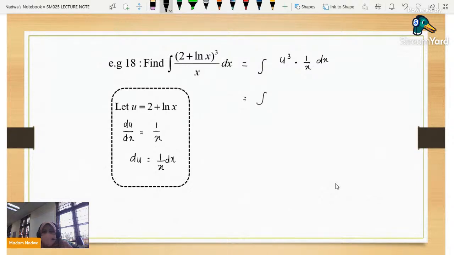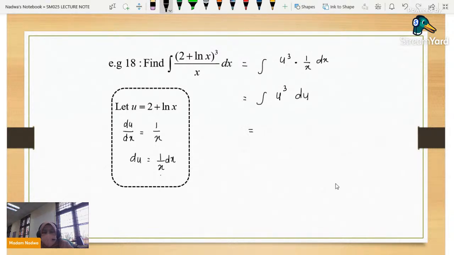So, instead of u cube 1 over x dx, kalau kita nampak dekat sini 1 over x dx, ni adalah du. So, instead of tulis 1 over x dx, kita akan tulis dia sebagai du. So, nampak tak? Kita dah berjaya substitute dia semua in terms of u. So, bila kita dah berjaya substitute semua in terms of u, what we're going to do is integrate them with respect to u.